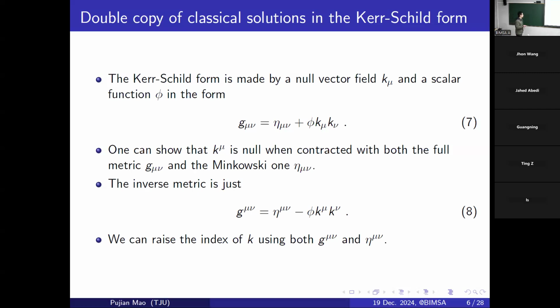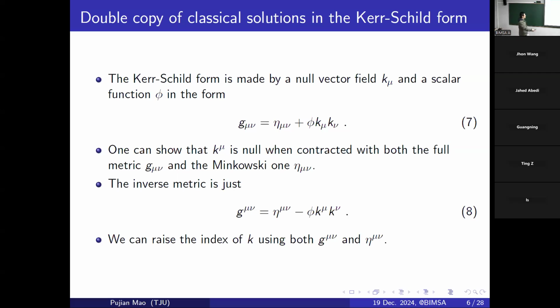So the full metric can be a summation of the flat metric eta plus phi times k k, two null vectors, like a product of two vectors. So somehow this is the hint of double copy, right? Two gauge fields, the product of two gauge fields, will be like a graviton field, right?